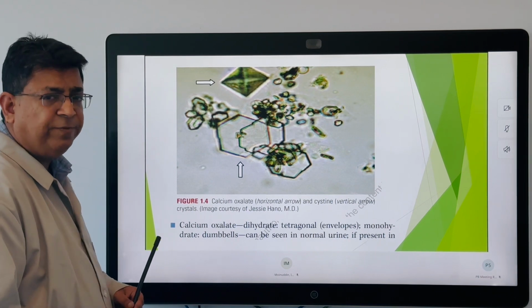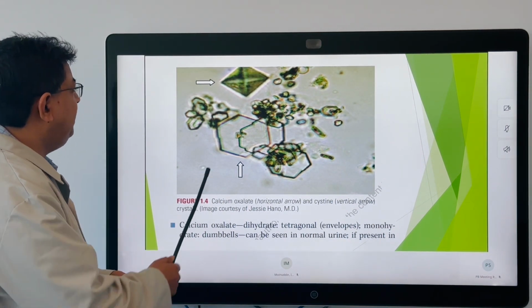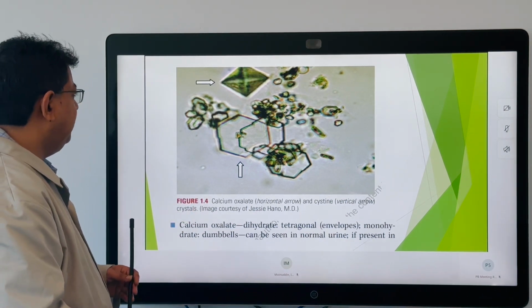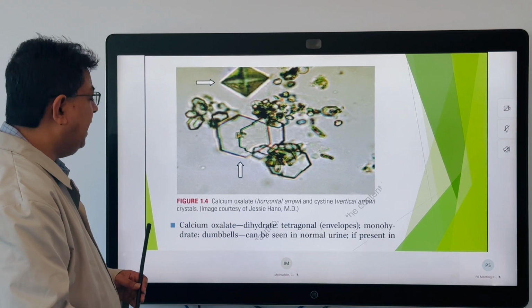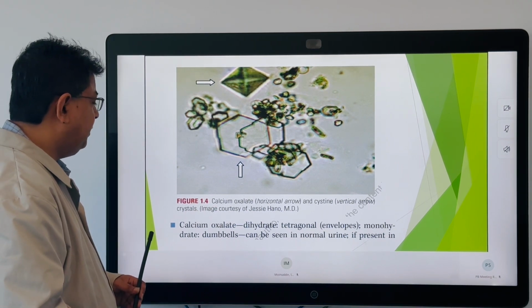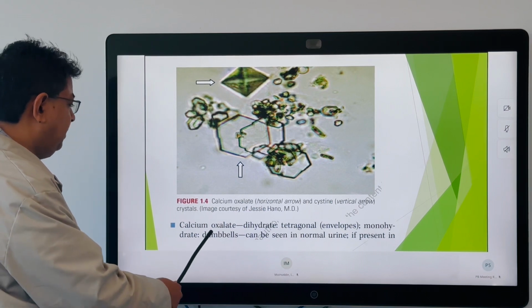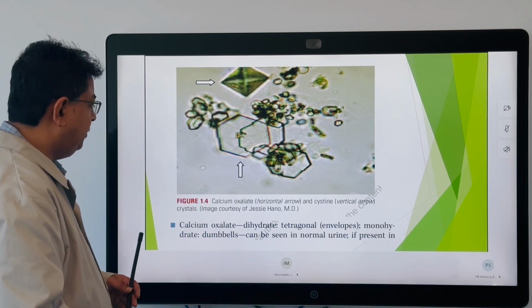An analysis of the crystals should also be made. If you see envelopes, that indicates calcium oxalate crystals of the dihydrate form. The monohydrate calcium oxalate crystals are dumbbells. This hexagonal crystal is a cystine crystal.